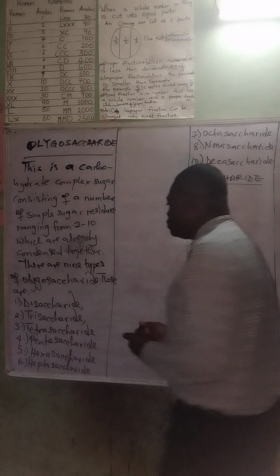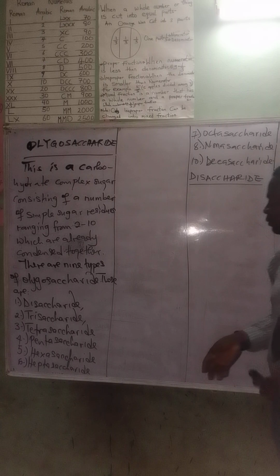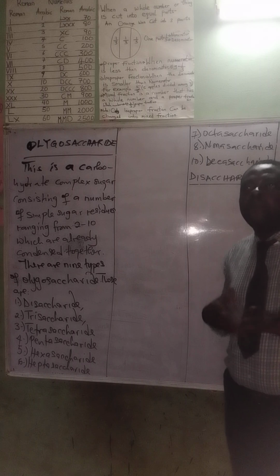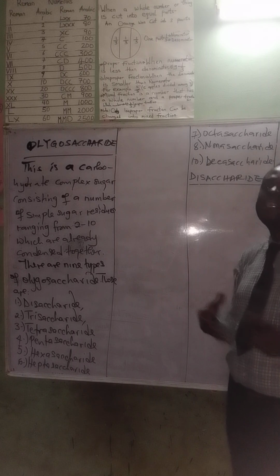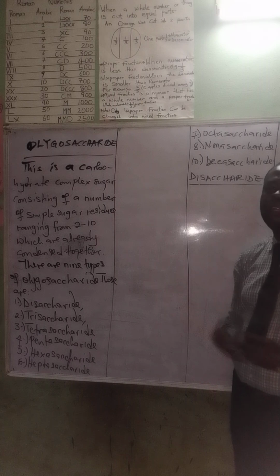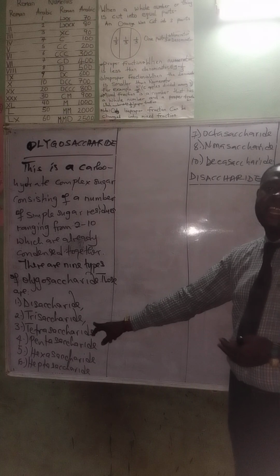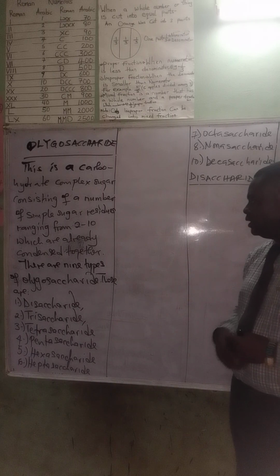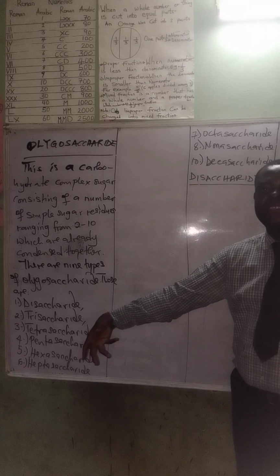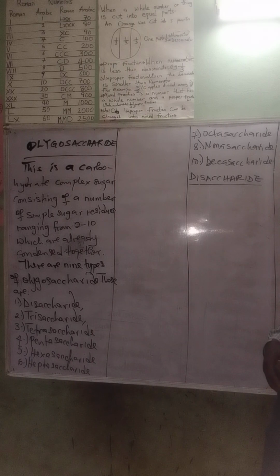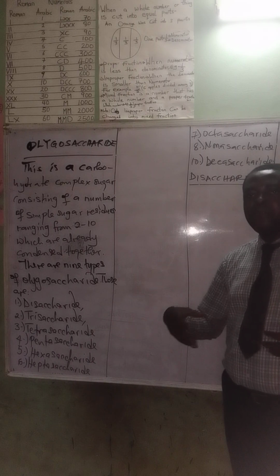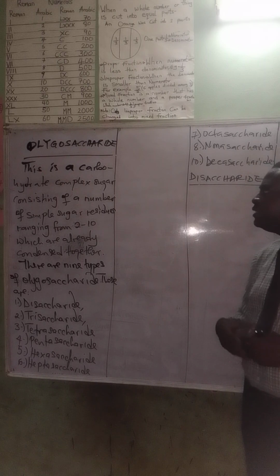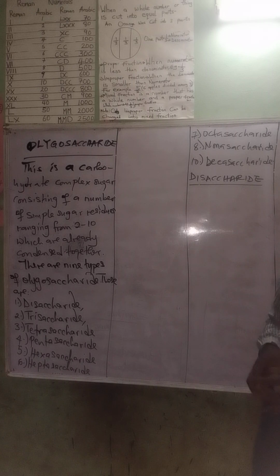Before we talk about disaccharide, let me talk generally on the remaining ones. Di means what? Di means 2. So a disaccharide is a biomolecule that contains 2 simple sugars joined together with the elimination of water molecule. Then trisaccharide has 3 simple sugars joined together with the elimination of water molecule. Tetrasaccharide contains 4 simple sugars joined together with the elimination of water molecule. Pentasaccharide is a biomolecule that contains what? 5 simple sugar residues condensed together. So we want to dwell more on disaccharide.